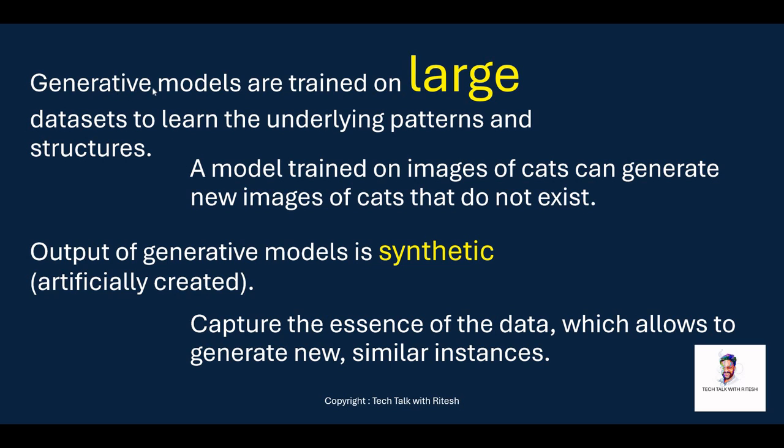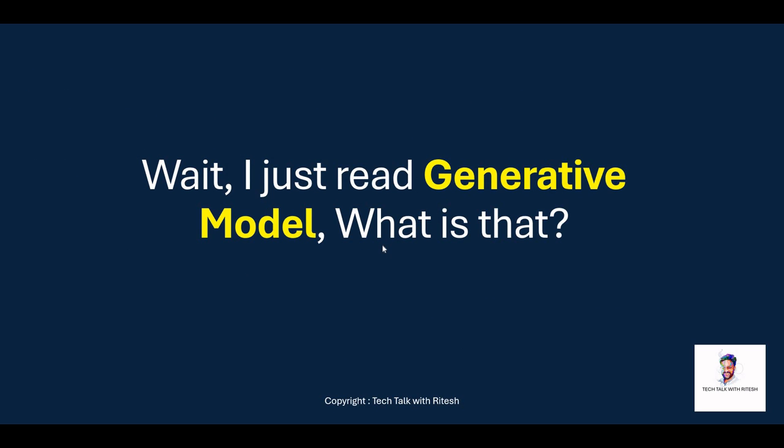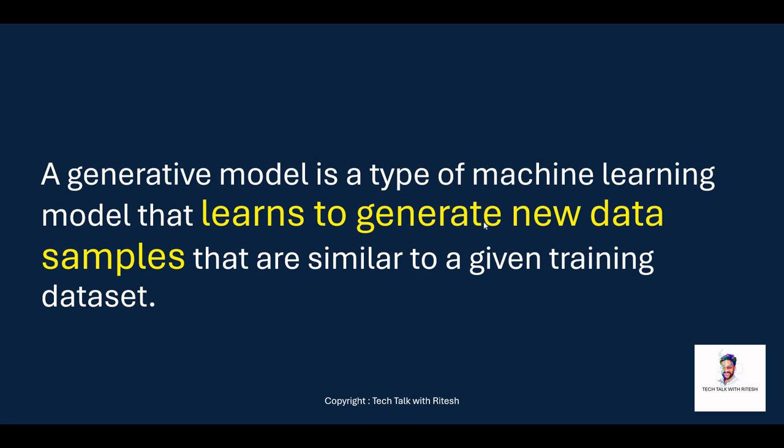Now here we have this term called generative models, and the question will be, what are those models? What is the use of them? Let's see that. A generative model is a type of machine learning model that learns to generate new data samples that are similar to a given training data set. So first we feed in the training data set, right? And the generative model learns using that data set, and then using that data through which this model is trained, it generates new data samples.